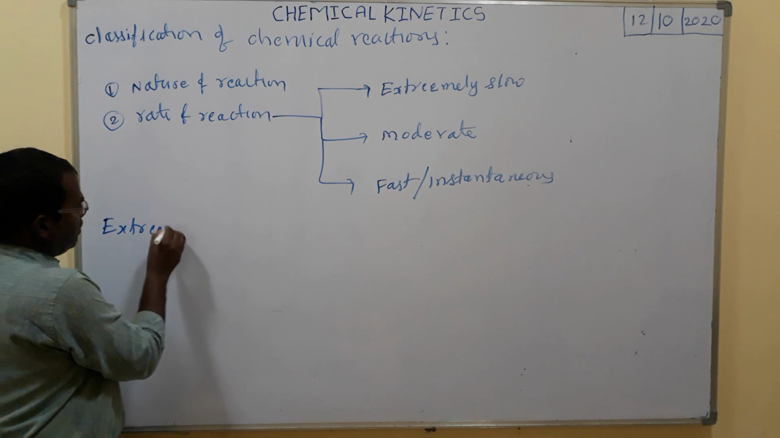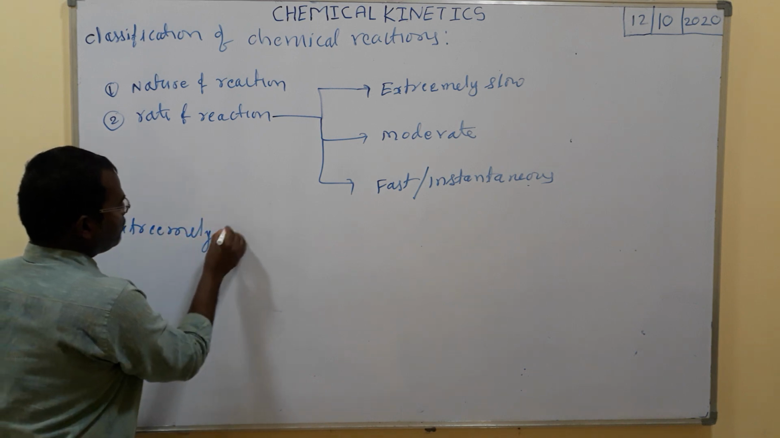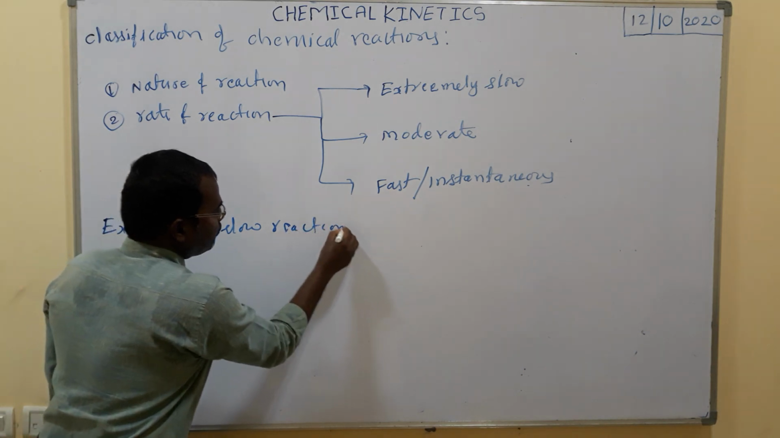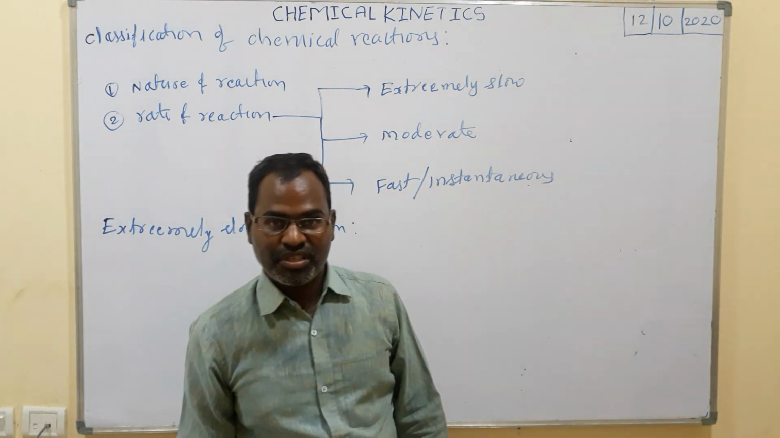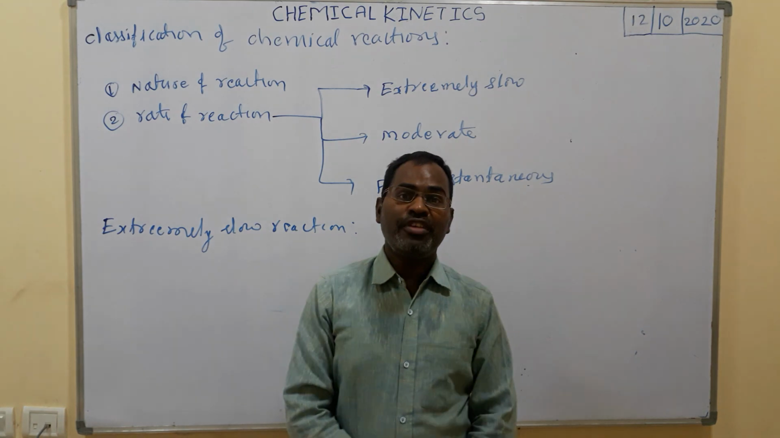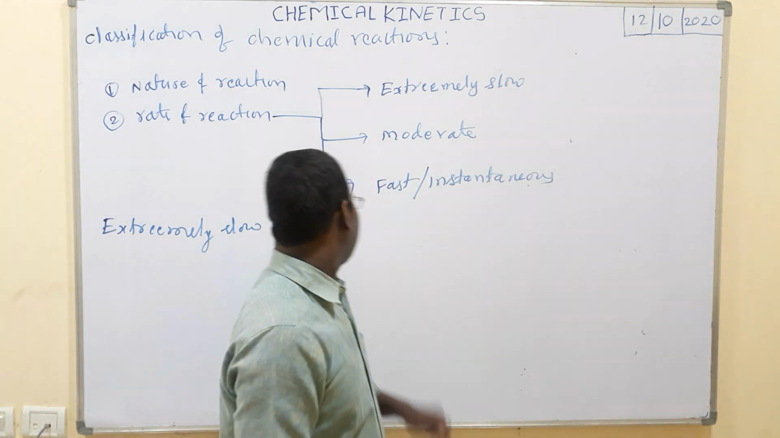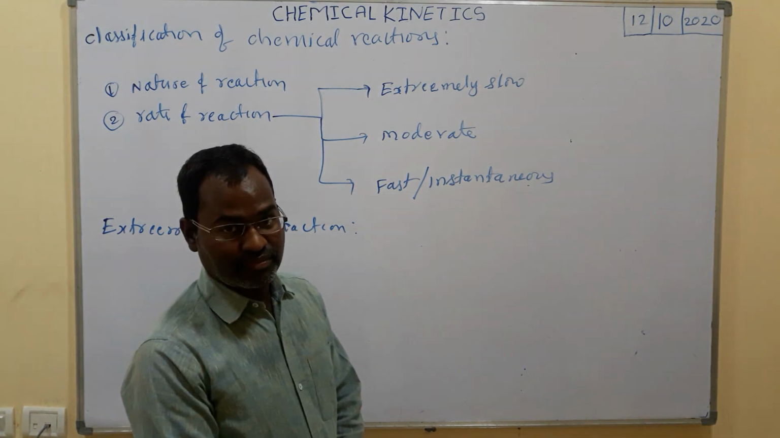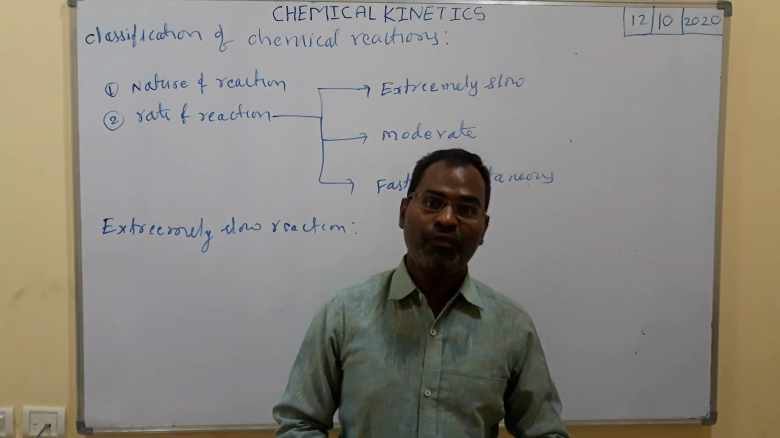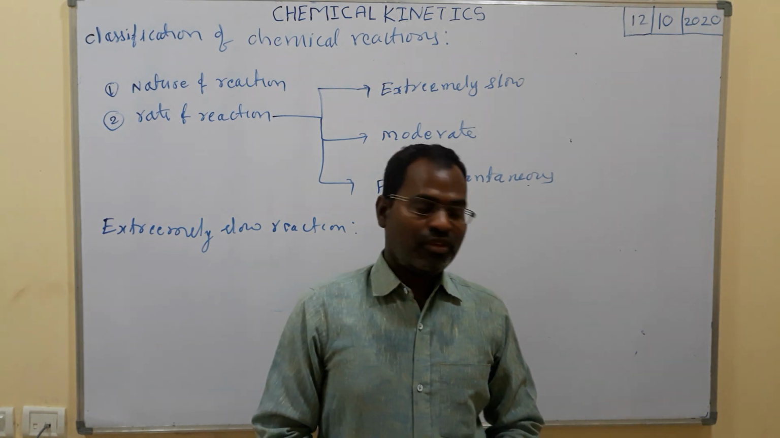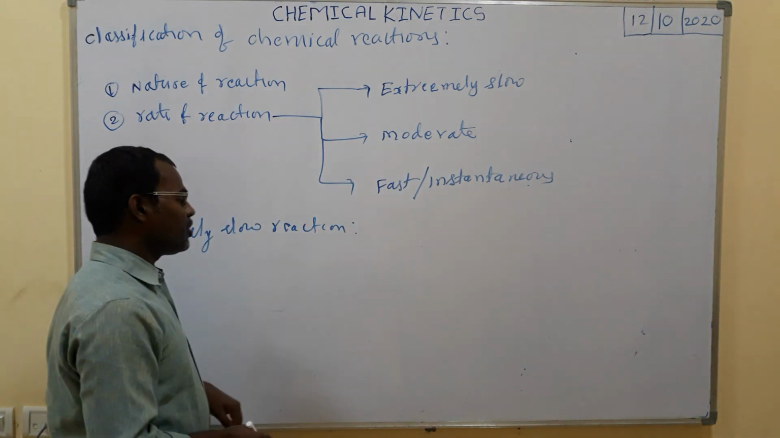Extremely slow reactions means the chemical reactions which proceed with very low rate are called extremely slow reactions. Okay, the chemical reactions which proceed with very low rate are called extremely slow reactions.